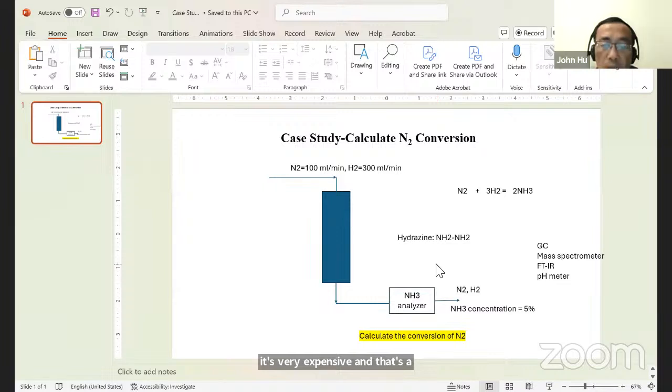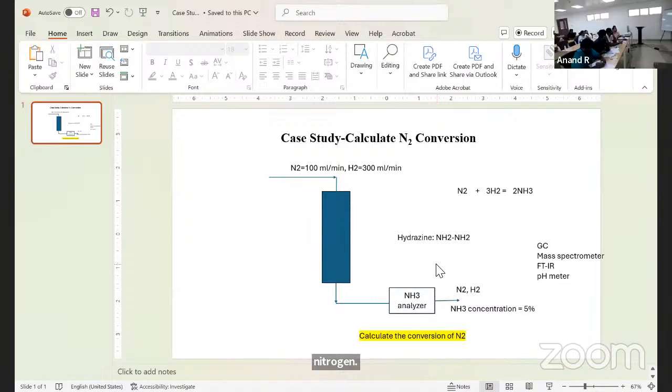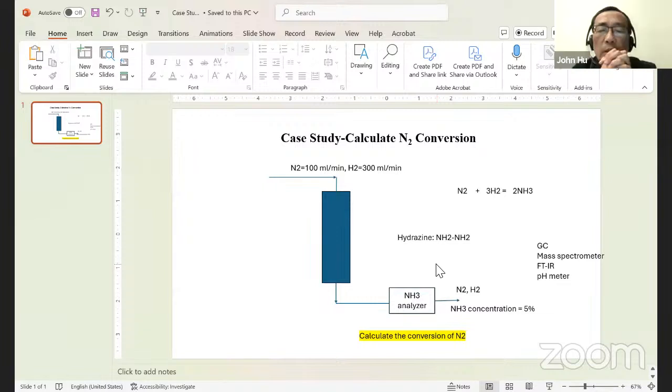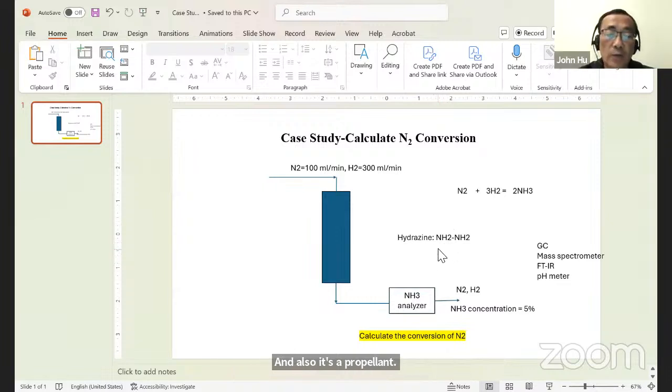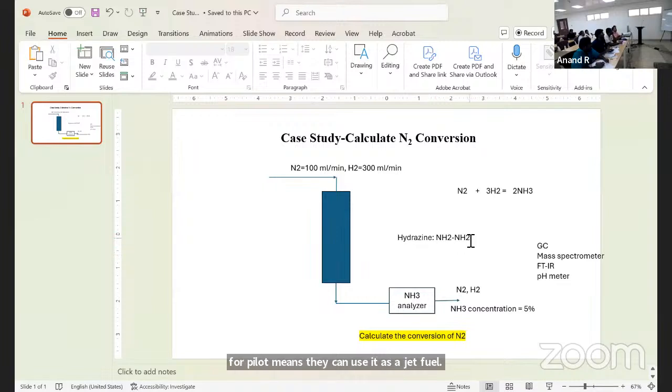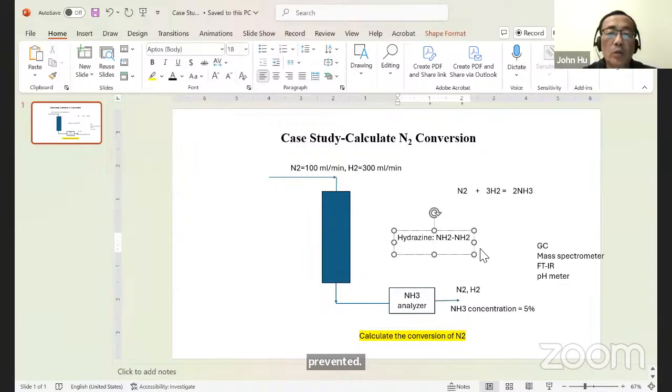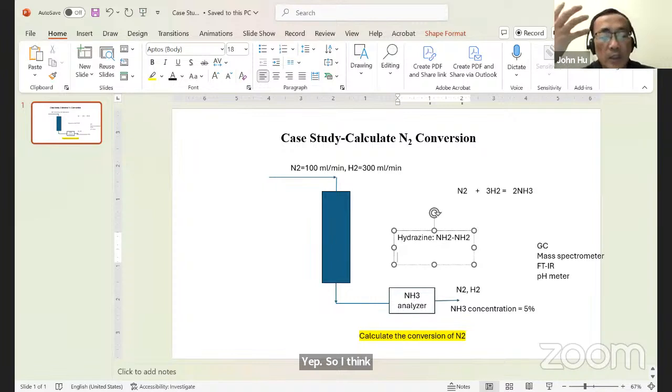Based on your knowledge or what you heard, nitrogen. For nitrogen-based solution, they are commonly used for capturing the CO2 coming from industry. Yep. So basically this is a specialty chemical, and also it's a propellant. Propellant means they can use it as a jet fuel. I'm talking about aviation fuel.